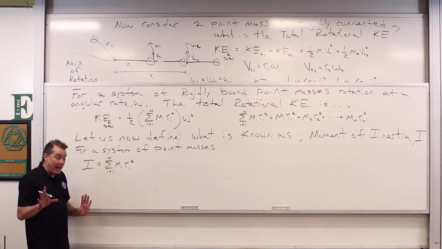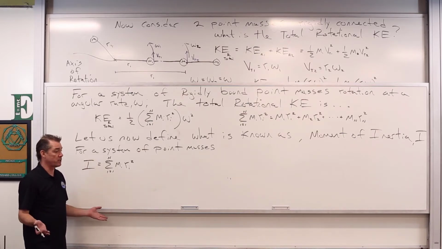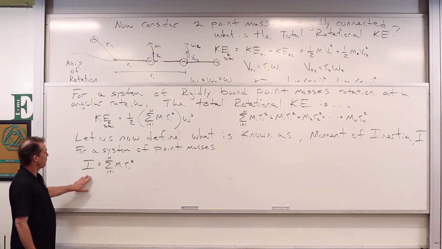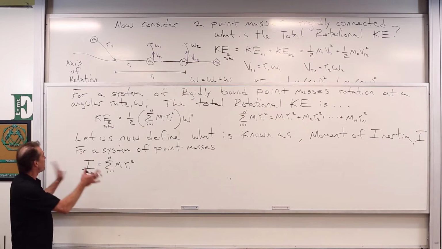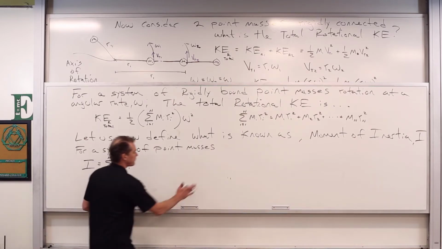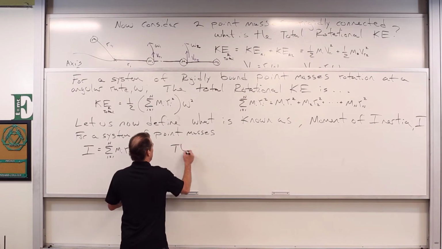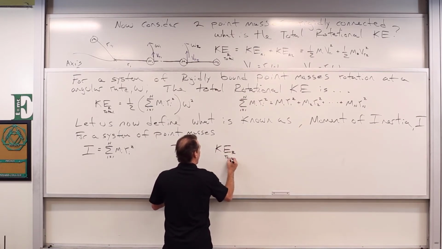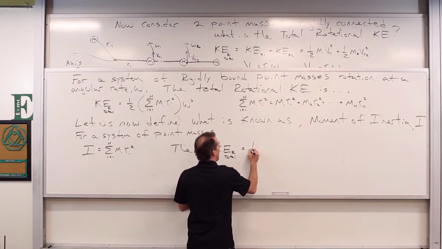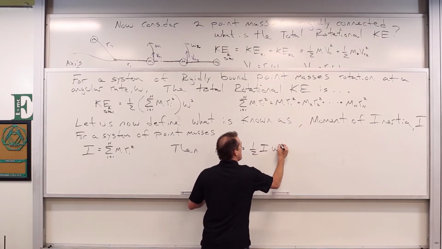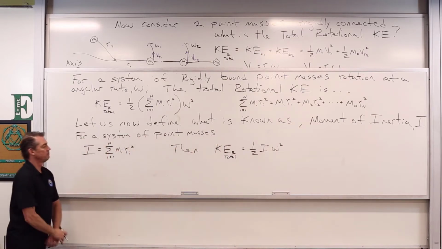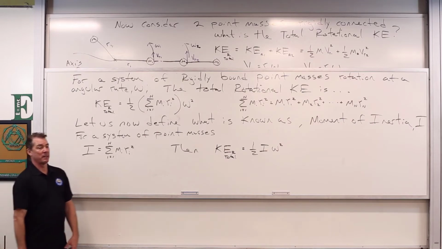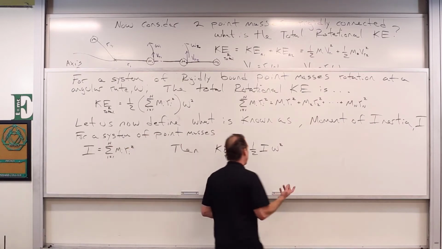Which really depends, right? It depends on where you say your axis of rotation is. So this is something you've got to be a little bit careful of. But nonetheless, we can define this quantity, moment of inertia, and note that then KE rotation total will be written as 1/2 I omega squared, which is very much like 1/2 mv squared, but this is for rotational kinetic energy.